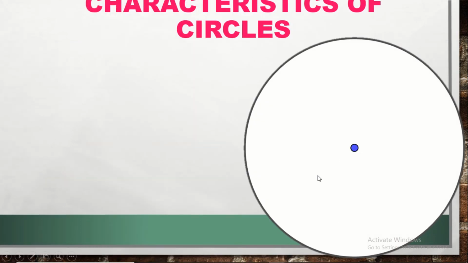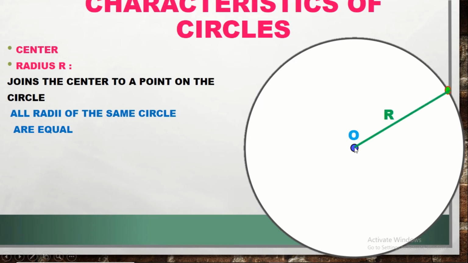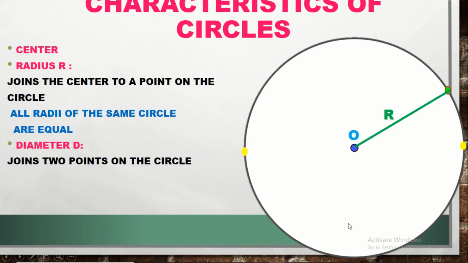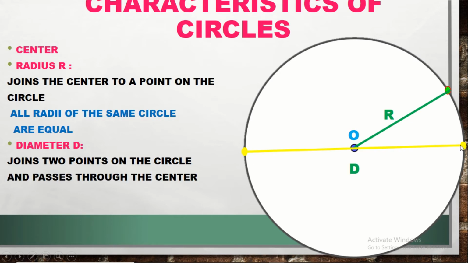What about the characteristics of the circle? The first characteristic of a circle is its center, which has a name, which is a capital letter. The second one is the radius that joins the center to a point on the circle. All radii of the same circle have the same length. Now, what about the diameter of a circle? The diameter joins 2 points on the circle and passes through its center.